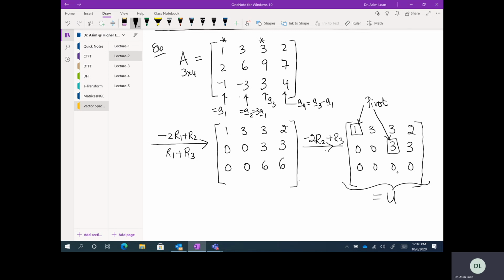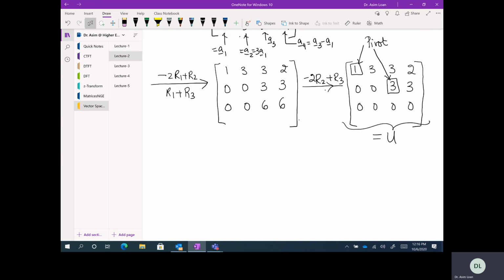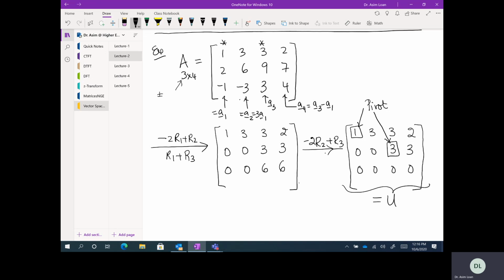Because if this is the main diagonal, everything below the main diagonal is 0. Okay, and this A is 3, this is the number of equations, and this 4 is the number of unknowns. So the number of columns is the number of unknowns, and the number of rows is the number of equations.